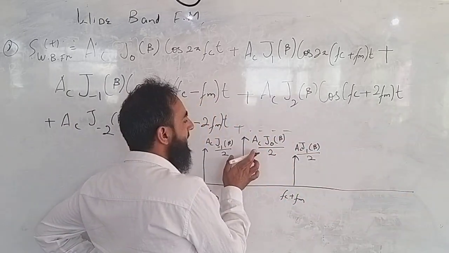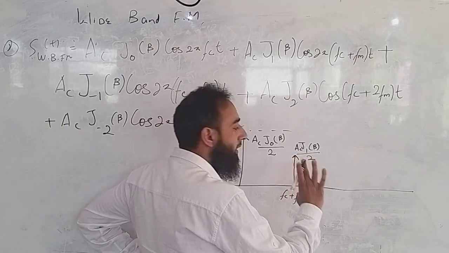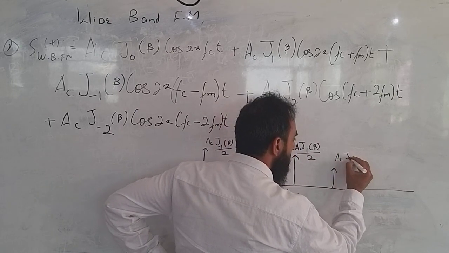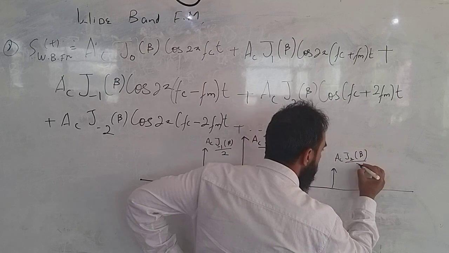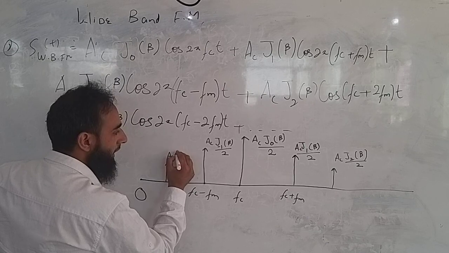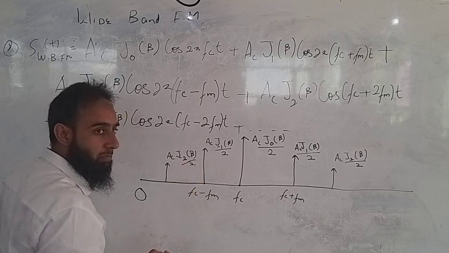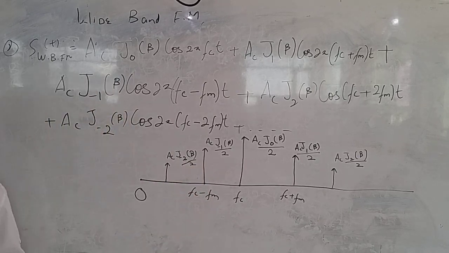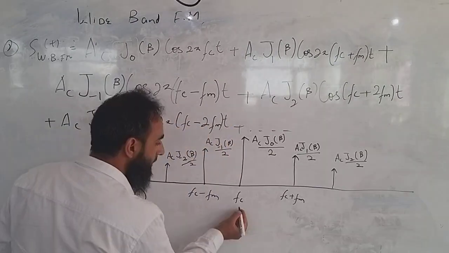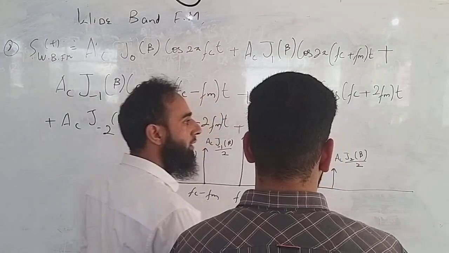So we know that as n increases, the coefficient of Bessel function decreases. So इसकी intensity इससे भी कम होगी, which will be now AC J2 of beta by 2, and यहाँ से AC J minus 2 of beta by 2. यहाँ पे ये FC पे है, ये FC प्लस FM पे है, FC माइनस FM. जरा यहाँ पे फ्रीक्वेंसी क्या है?